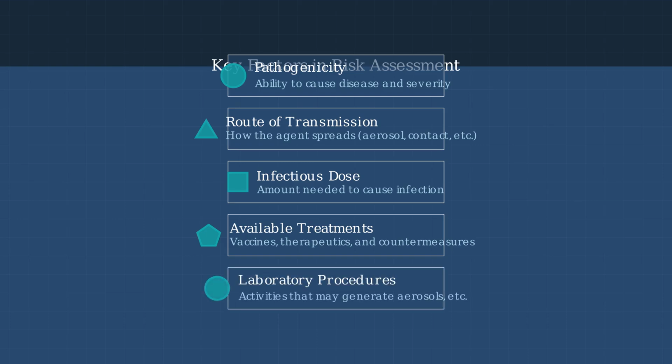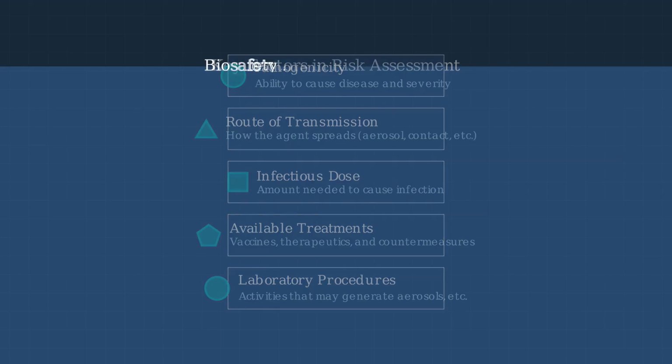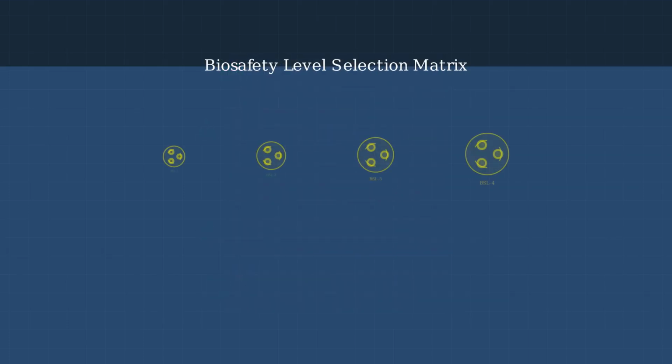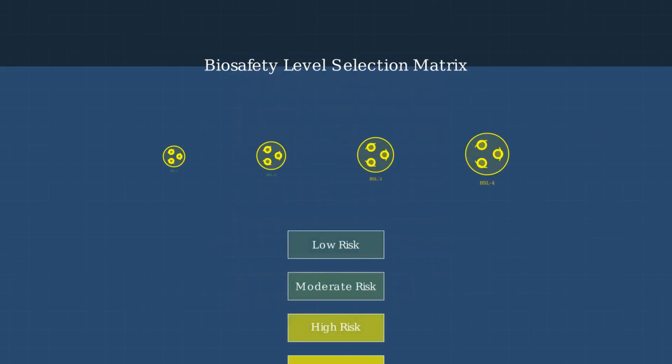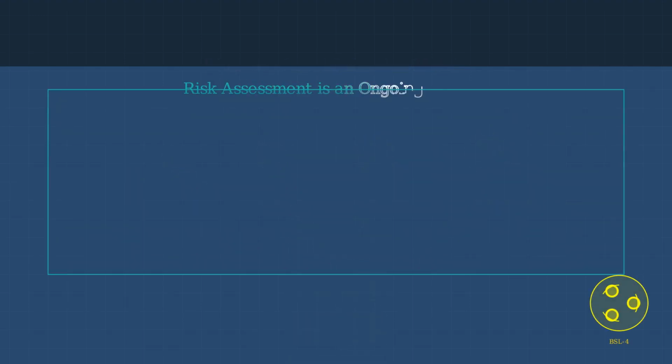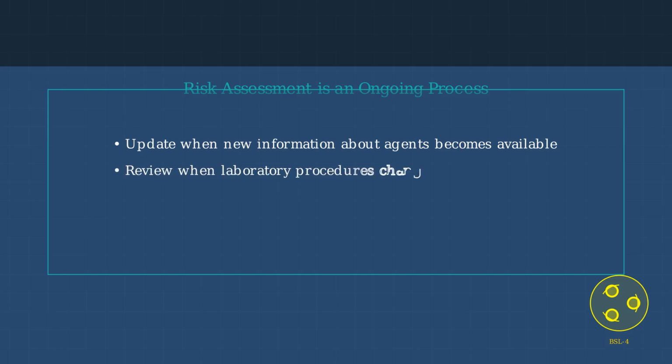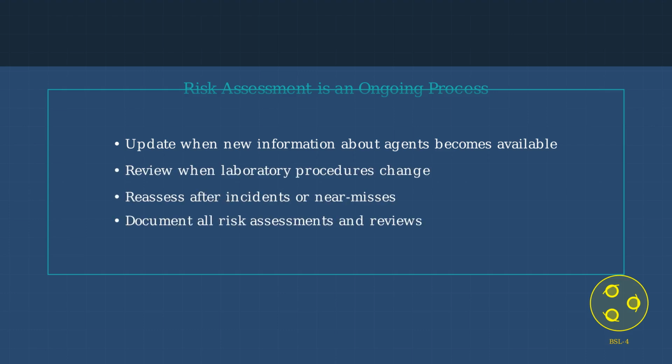Laboratory procedures themselves can increase risks, especially those generating aerosols or involving sharps. These factors help determine the risk level, which corresponds to the appropriate biosafety level for handling the agent. Remember that risk assessment is not a one-time event, but an ongoing process that must be regularly updated. Proper risk assessment ensures that biological materials are handled at the appropriate biosafety level, protecting laboratory workers, the community, and the environment.